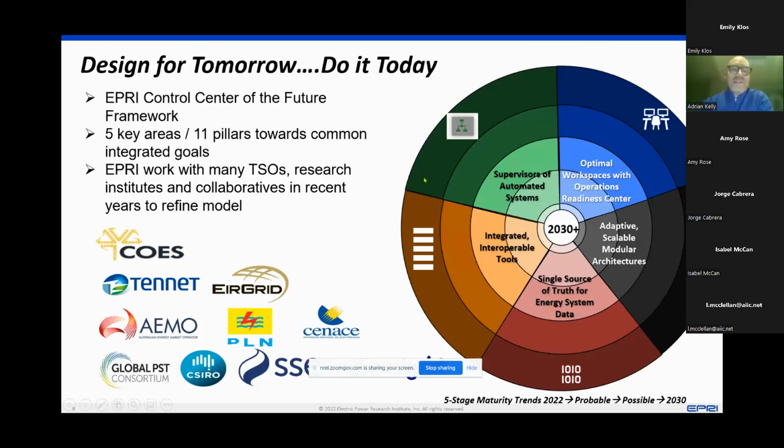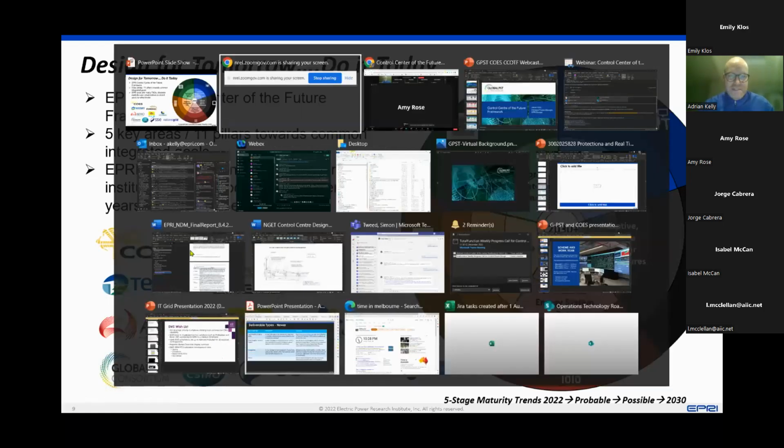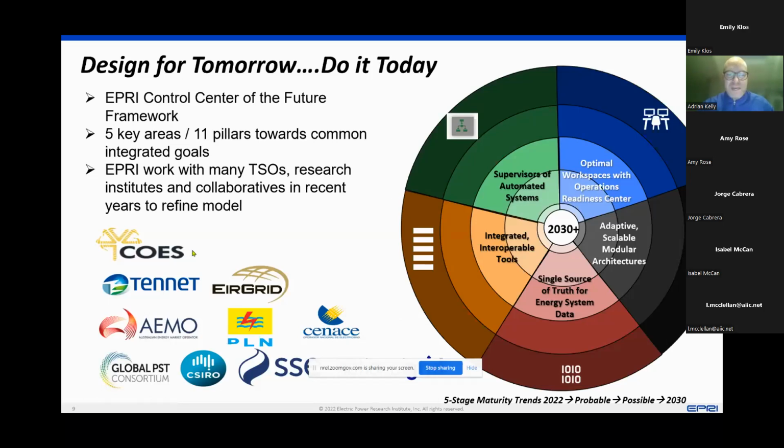So what we're saying is there's 5 key areas and 11 pillars that are all associated with these things. And we've been doing some work on these in the background with all of these entities. And we're hoping to look forward to hearing from COES Peru and Jorge and the innovations that they've made. So thank you for that. I'll pass back to Emily and look forward to any questions in the Q&A later on.